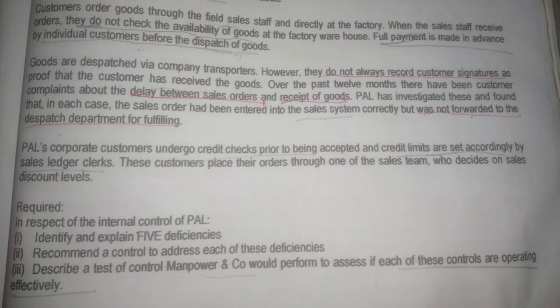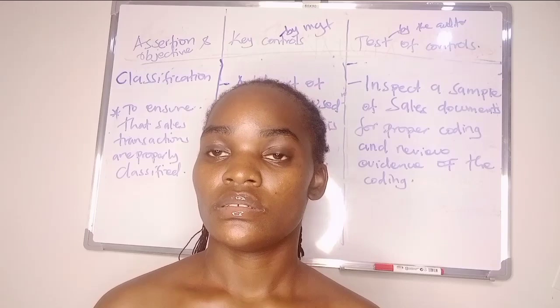So identify and explain 5 deficiencies, then recommend a control to address those deficiencies, like what they can do about that. Then describe a test of control that the auditor can use to assess those controls that you've identified. So that's the question. So we start answering it.